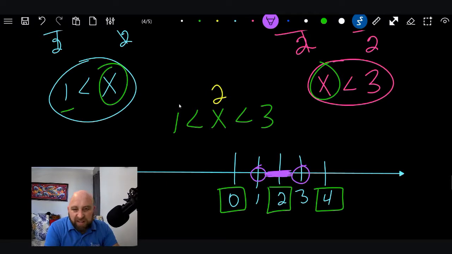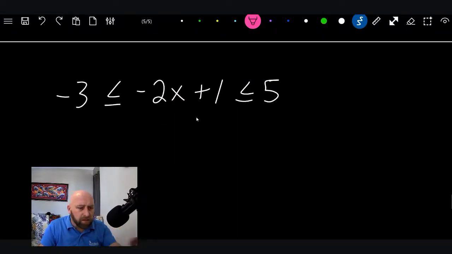I could test 4 if I want to, just to verify that it is not a solution. 1 is less than 4. Hey, that's true. 4 is less than 3. That's not true. So that one doesn't work. It has to satisfy both of the conditions if it's going to work, if you're going to draw the line. The 2 right down here at the bottom satisfied both, so we color in the middle part. All right, let's do one more quick, and then I will let you go.